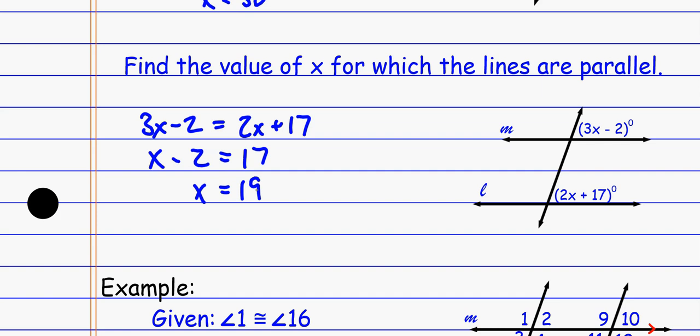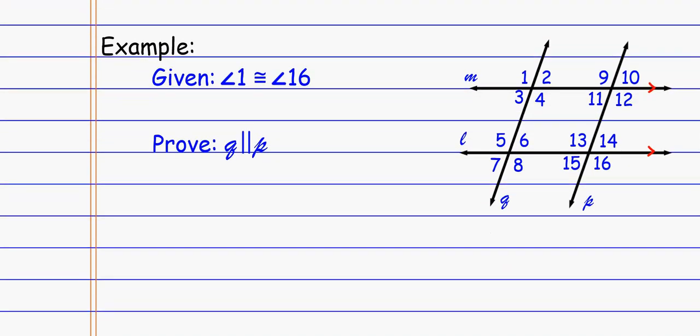Okay? If I look at this guy, we're going to do a proof this time. So I'm given that angle 1 is congruent to angle 16, and I want to prove that Q is parallel to P. And here's the thing, when you first look at this, you're probably going, well, wait, 1 being congruent to 16, that was the same as that example earlier where I didn't have enough information to say anything, all right? And you're absolutely right. The trick here is look at the picture.